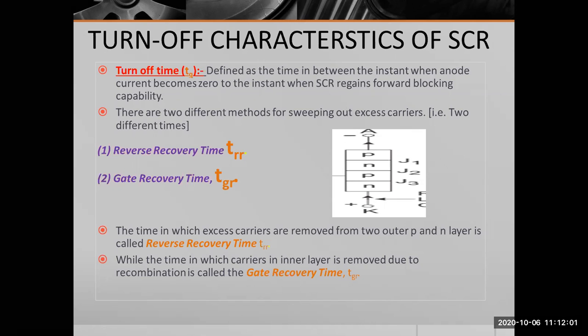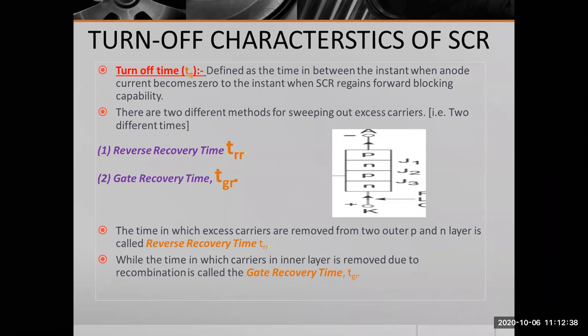The excess charge carriers are present in both the outer layers and the inner layer, but the major effect will be across the anode and cathode, that is the outer P and N layers. To remove those excess charge carriers, the reverse voltage helps speed up the process. That is the major reason why you apply a reverse voltage during the process. I think you are clear with this now. The reverse voltage will decrease the total time period.